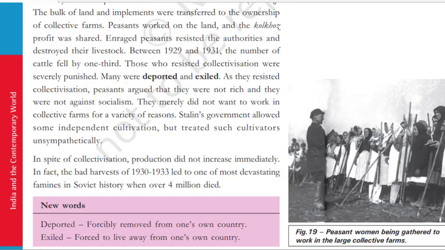In spite of collectivization, production did not increase immediately. In fact, the bad harvests of 1930-1933 led to one of the most devastating famines in Soviet history, when over 4 million died. New words. Deported: possibly removed from one's own country. Exiled: forced to live away from one's own country.